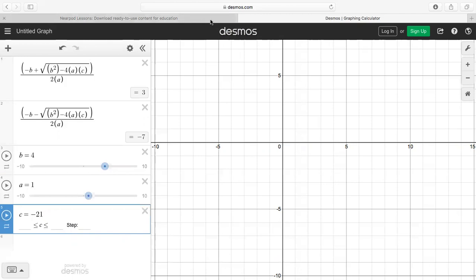Negative B. Oh, the C is negative 21. Just type it, click it, and then type negative 21. All right. So what information did it do?